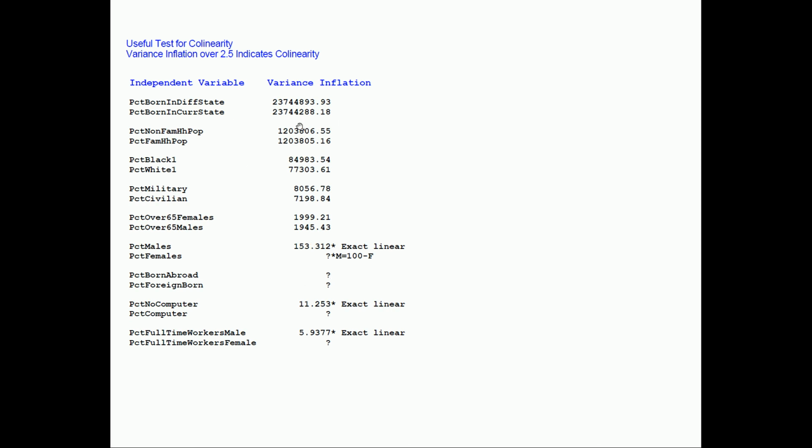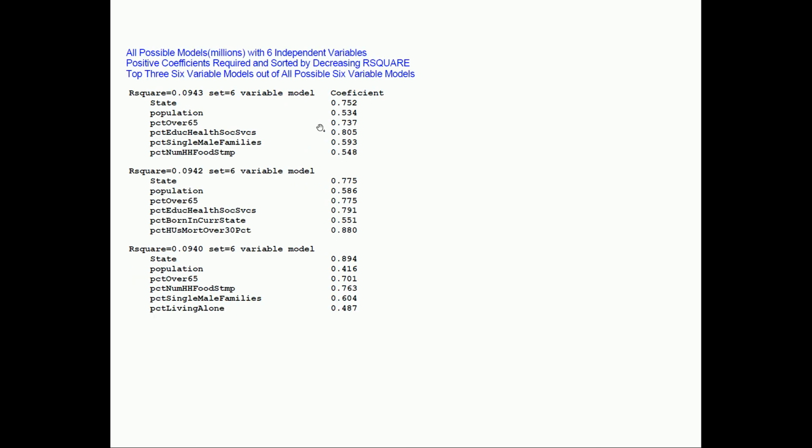variables. There's a lot more of them. I just wanted to give you an example. You should do this. Anything over 2.5 is of concern.